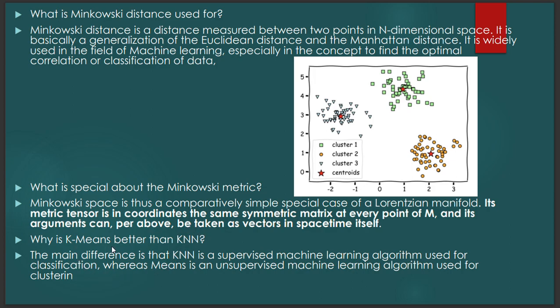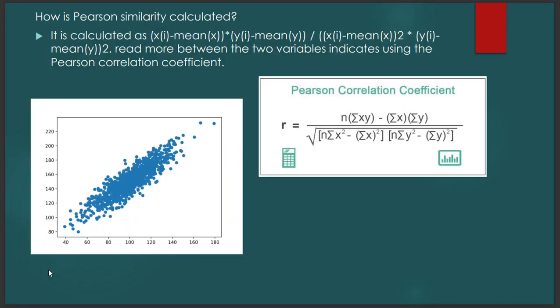Why is K-means better than KNN? The main difference is that KNN is a supervised machine learning algorithm used for classification, whereas K-means is an unsupervised machine learning algorithm used for clustering.